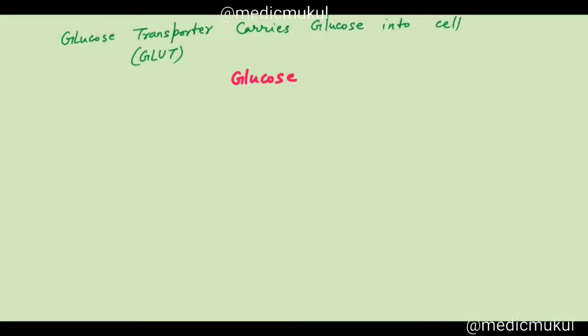That enzyme is known as hexokinase. Hexo means 6 carbon, so it phosphorylates glucose or any other 6 carbon sugar into glucose 6 phosphate or hexose 6 phosphate. But one more enzyme is here, that is glucokinase. So this is step 1, where the glucose will be phosphorylated.